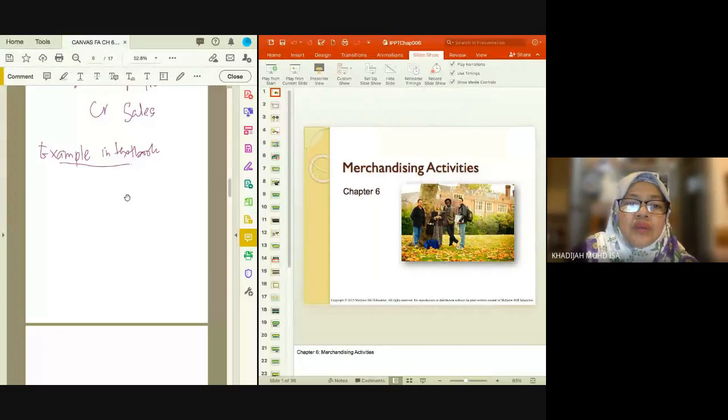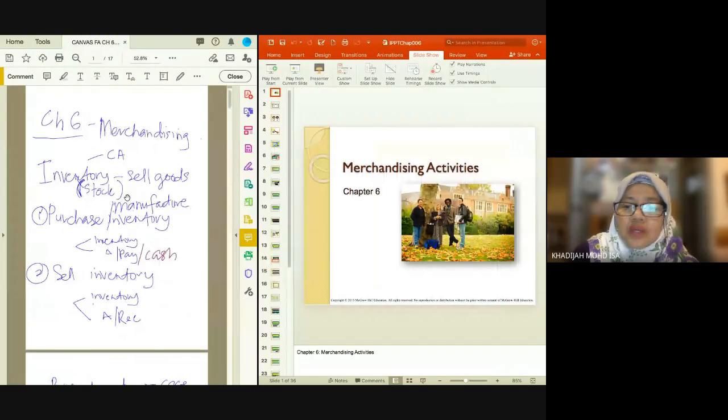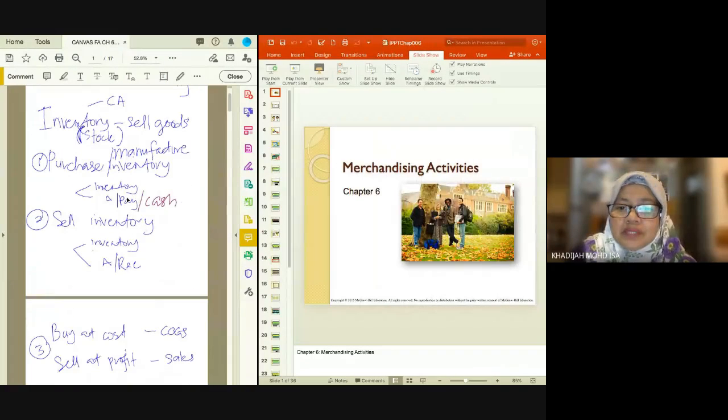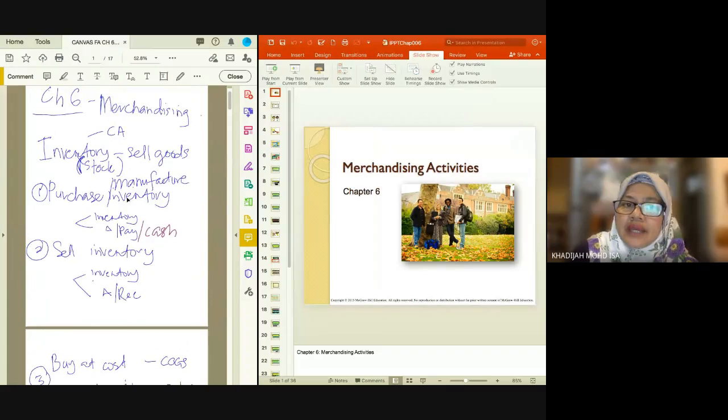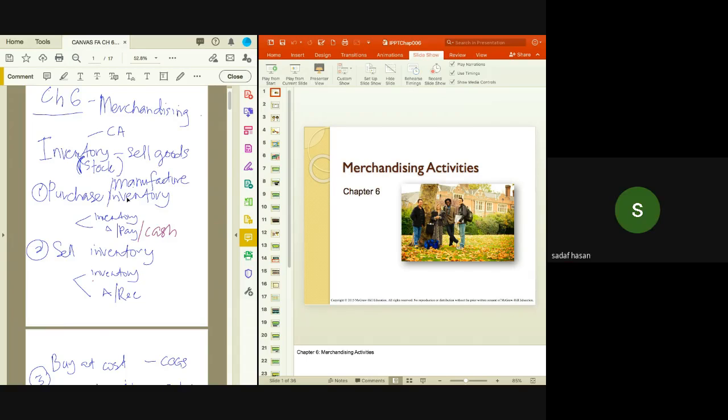Activities. So I will just give a brief again on this topic. Under this chapter 6, we are actually looking at a business that sells goods. So when you sell goods, you have to understand how the accounting records of a company that has merchandise are kept.